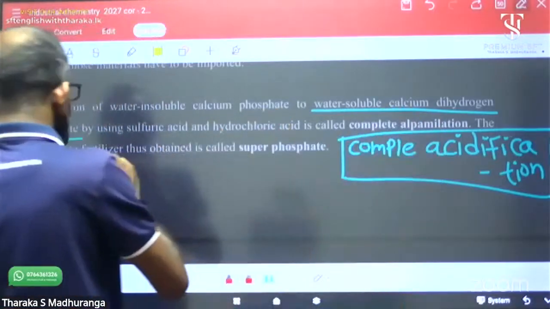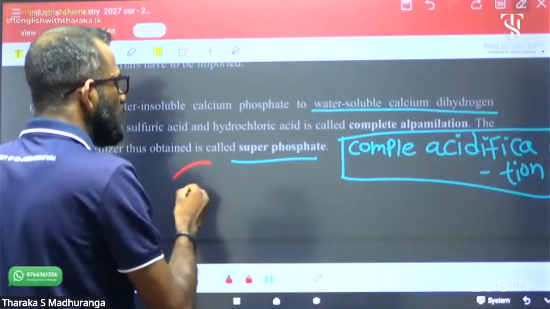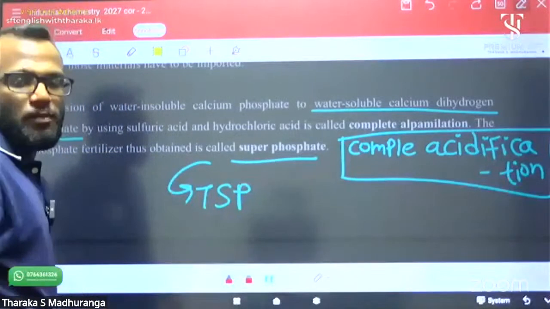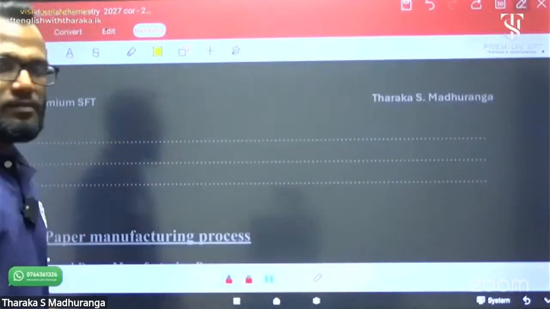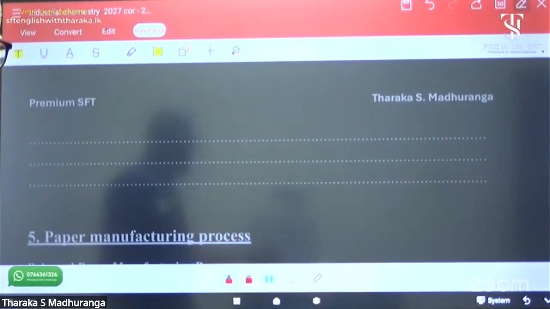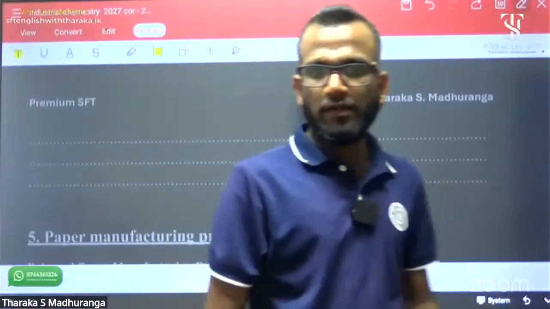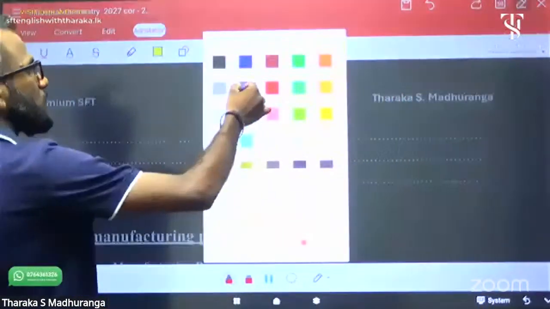The phosphate fertilizer that's obtained is called superphosphate, or sometimes we call it TSP, triple superphosphate. Okay. I'll give you these equations. Please note this down. This is the triple superphosphate production process.